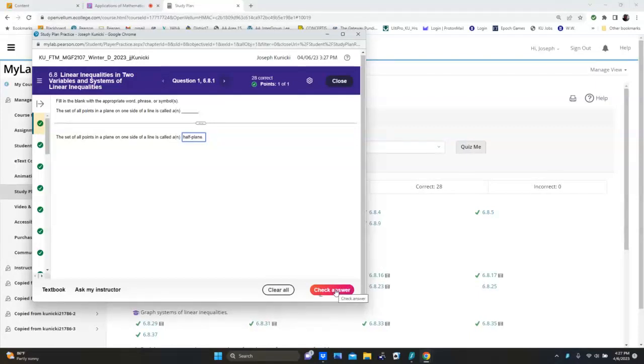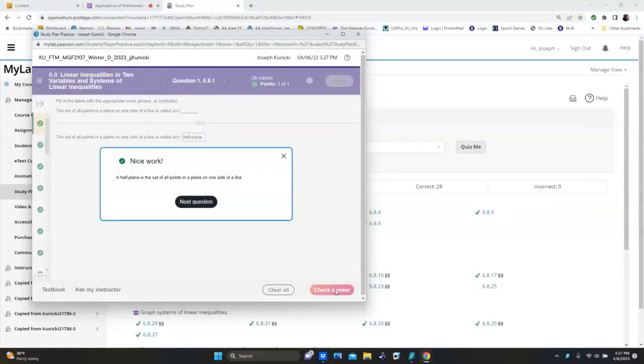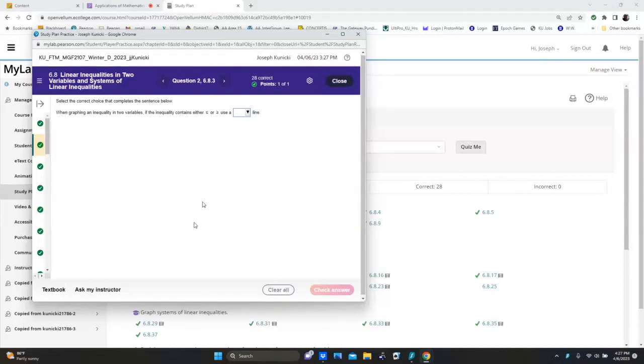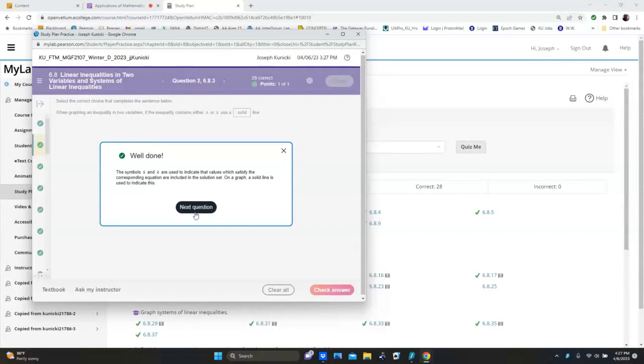And that's going to be the solution to an individual inequality in 2 variables. Because when you have 2 variables, you have the definite possibility of a line being generated to split the plane in 2 parts. When graphing an inequality in 2 variables, if the inequality contains either of the inclusion symbols, then we use a solid line. Just like if it were one variable, we would use a dot, inclusion. It's a solid dot or a solid line, solid circle, whatever they call them.